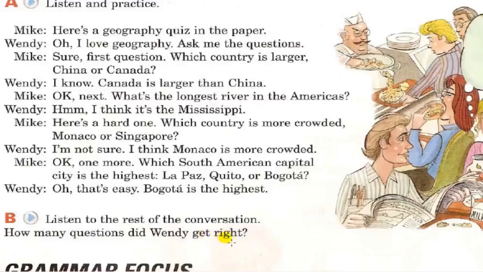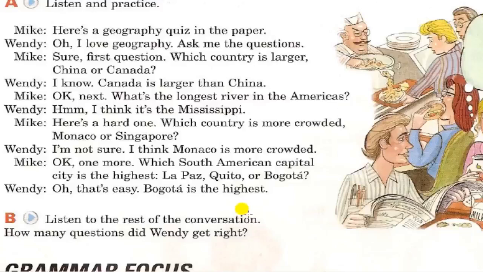So let's see how you did on this quiz. The first question, which is larger, China or Canada? You said Canada, and you're right. Both are large, but Canada is larger. Next, what's the longest river in the Americas? You said the Mississippi. Sorry, no, it's the Amazon.